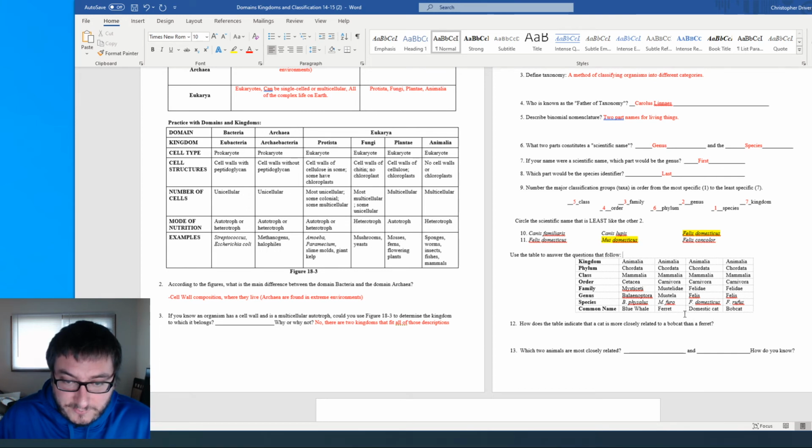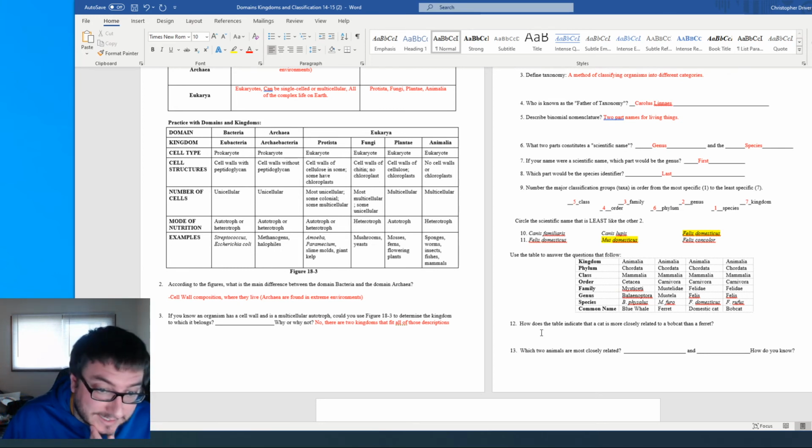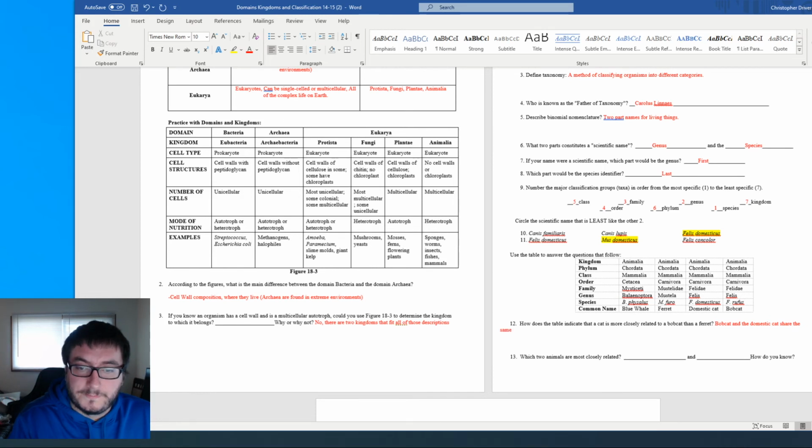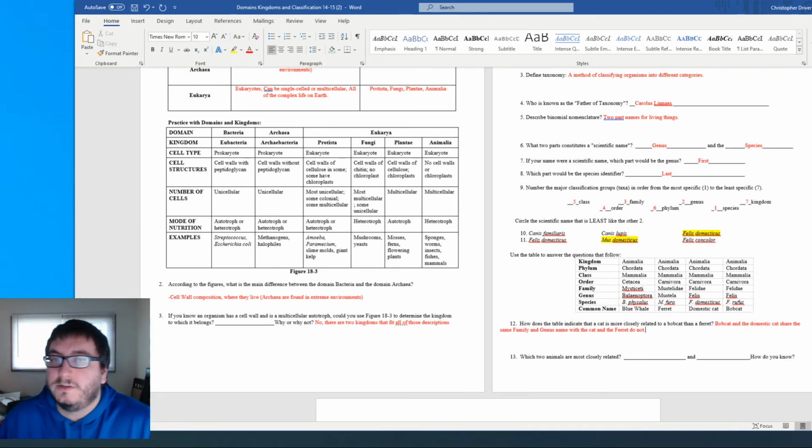Well, if we go up the list, the separation between the ferret and the domestic cat starts all the way up here in the family name. So the domestic cat shares the same family as the bobcat, and it shares the same genus as the bobcat. That's a dead giveaway that those two are more closely related. So I would say the bobcat and the domestic cat share the same family and genus name, while the cat and the ferret do not. So they're just more different to each other than the bobcat and the cat are.